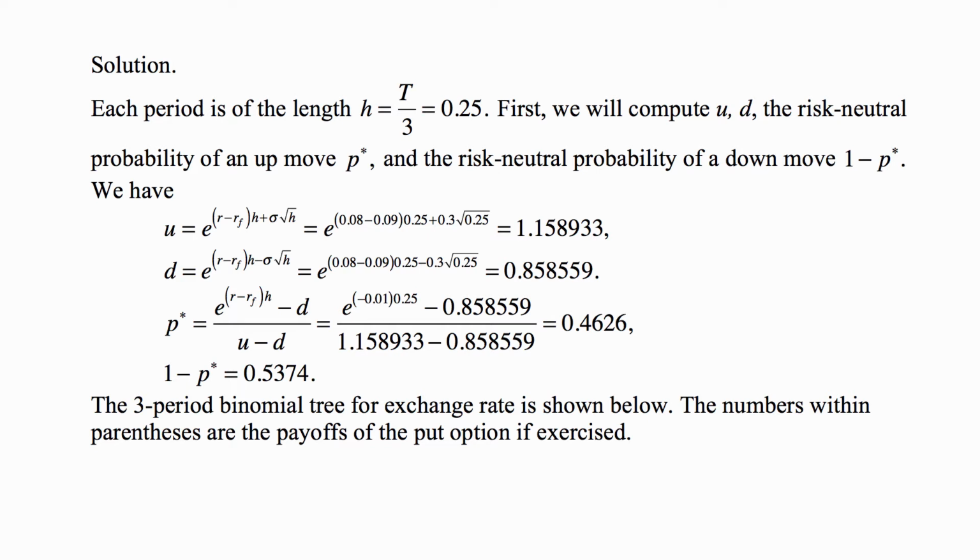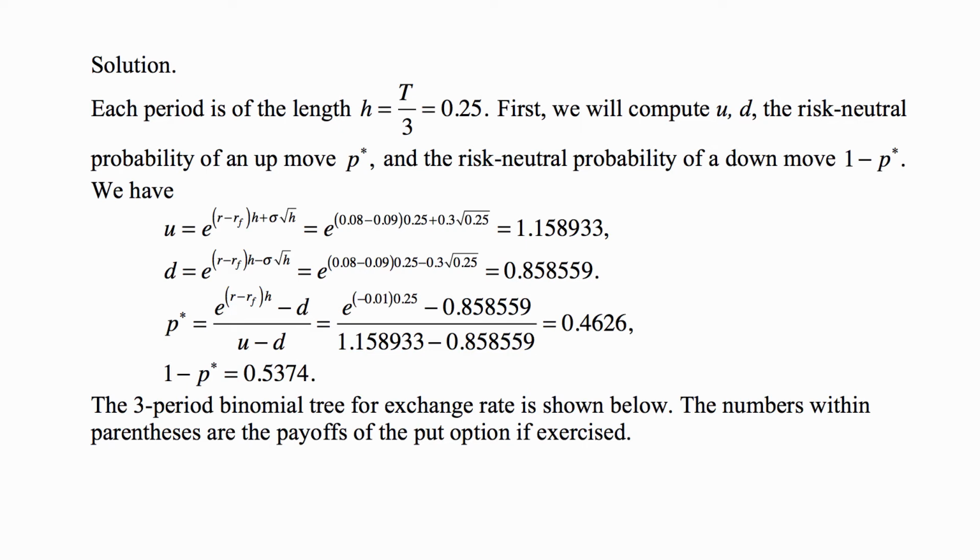And P star is equal to e to the (R minus RF) H, the risk-free rate of return after adjustment for the dividend, minus D, divided by U minus D. Of course, the rate of return on the foreign currency plays the role of the dividend here. That is approximately 0.426. That's the risk-neutral probability of the up move in the underlying, and 1 minus P star is the risk-neutral probability of a down move in the underlying.